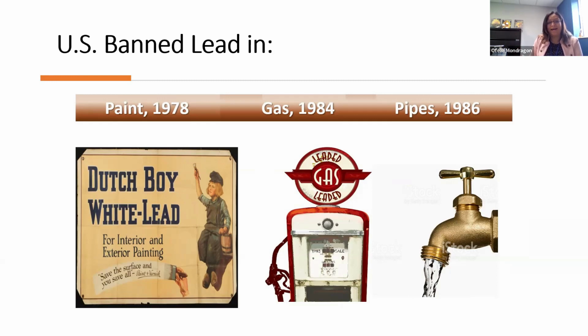In 1986, the Safe Drinking Water Act was amended so that all pipes, fixtures, and solder installed in homes and city water utilities were lead-free. The US is still dealing with the repercussions of this legacy of lead in our environment, especially in older homes and drinking water service lines. Next, please.